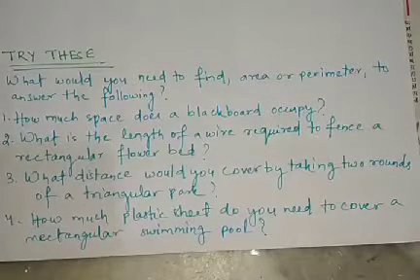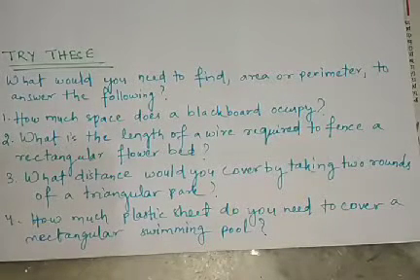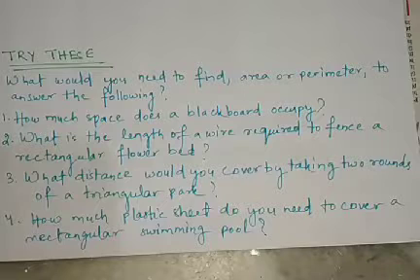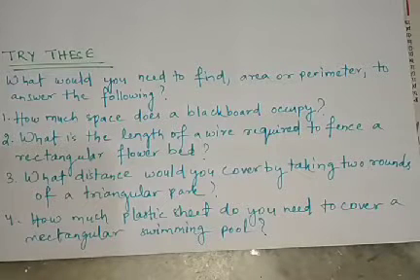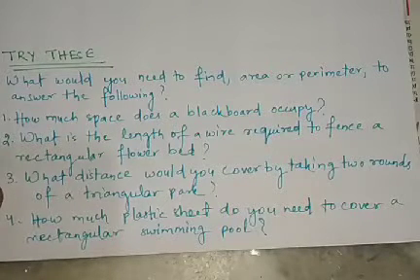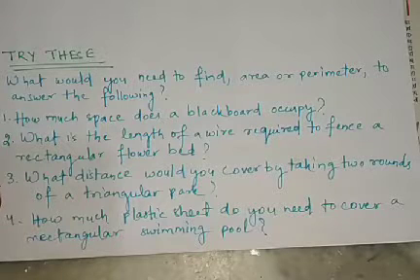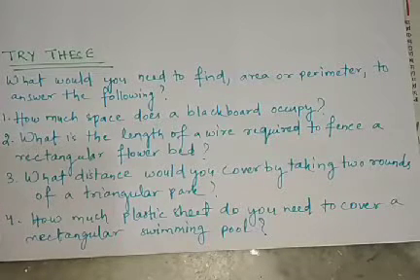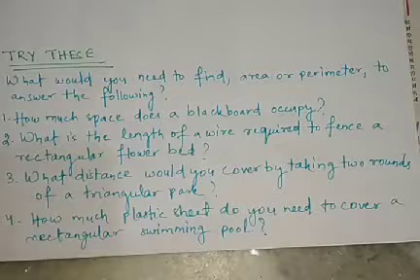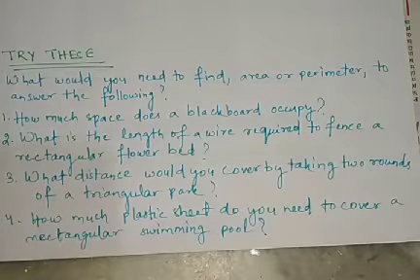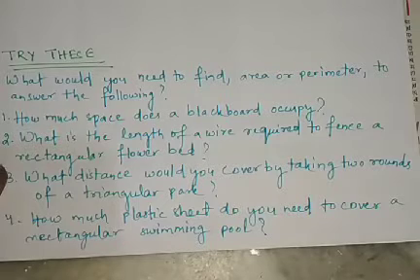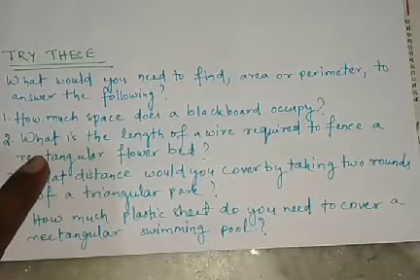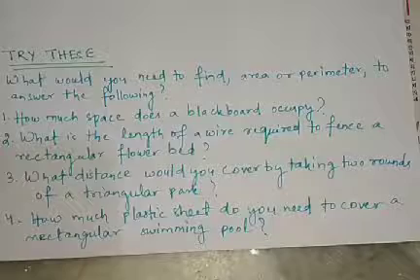Next we'll move to Try This. Look here. In Try This, number 1 question is, first is what is written: What would you need to find, area or perimeter, to answer the following? Okay, what do you need for finding area and or perimeter? So number 1 is how much space does a blackboard occupy?